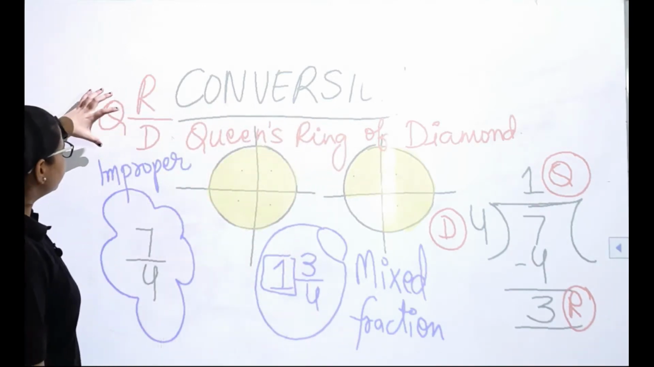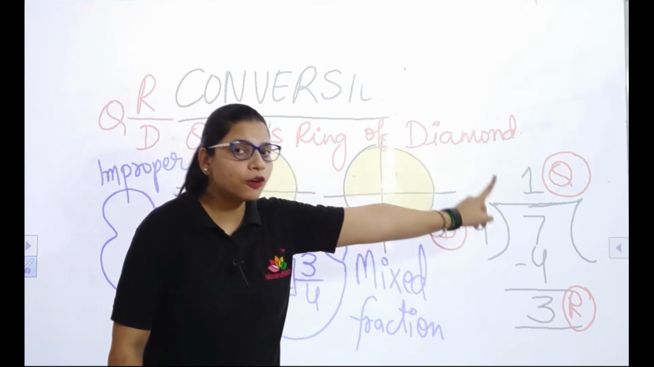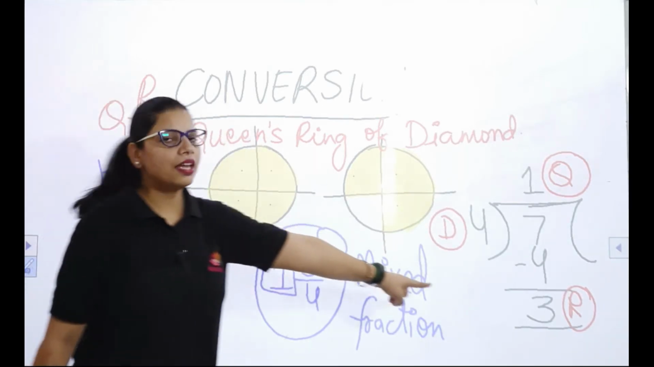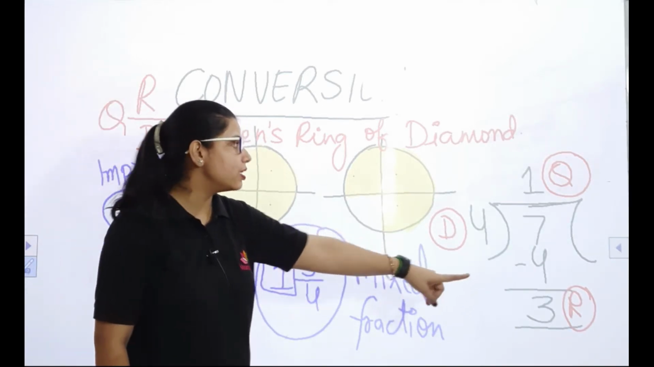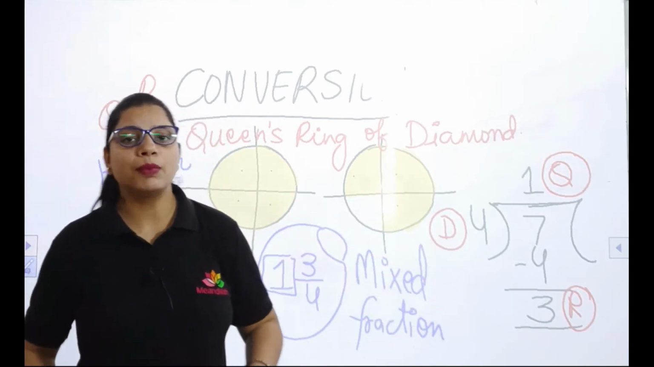So queen is here. Queen means quotient. Q for queen, Q for quotient. Ring, R for ring, R for remainder. Remainder stays here. And diamond means divisor. Diamond never changes.